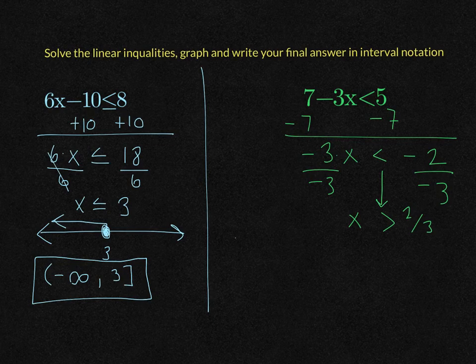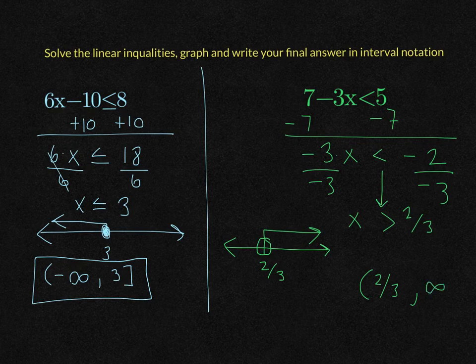All right, so as a graph, then we have here 2/3, and we cannot be equal to 2/3 because there's no equal sign on the bottom of that. So it's just x is greater than 2/3. And as interval notation, we're starting at 2/3, and we will go to infinity. And there's our interval notation of our final answer.